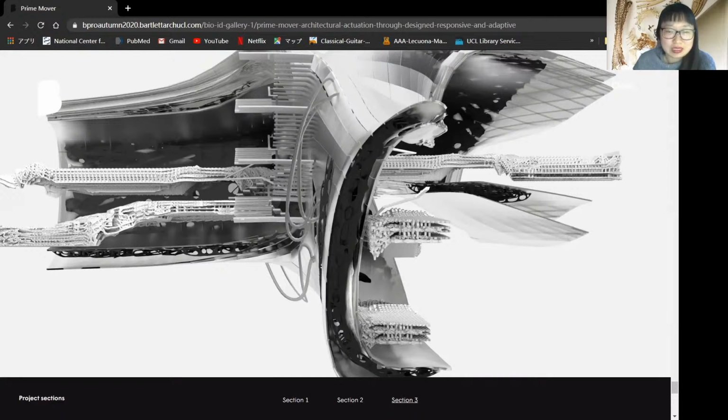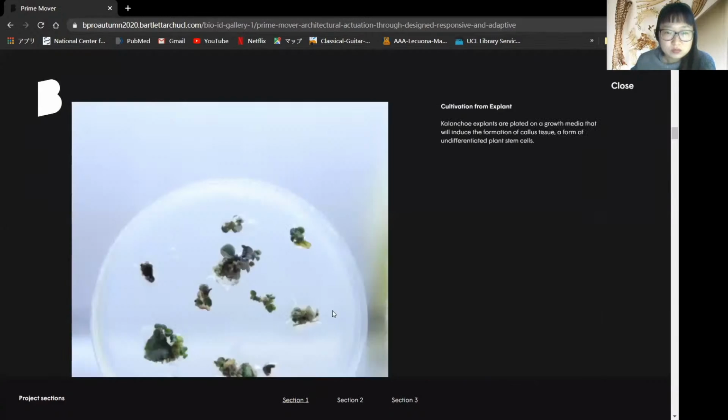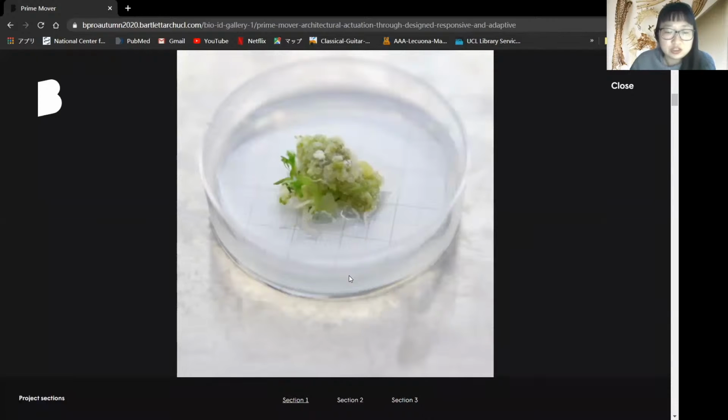We have investigated using plant tissue as the material for the building. Plant tissue culture is a technology similar to clone technology that cultures plants from their tissue rather than using seed. This technology is mainly used in pharmaceutical fields to grow plants that are valuable for medical purposes or to preserve some endangered species.